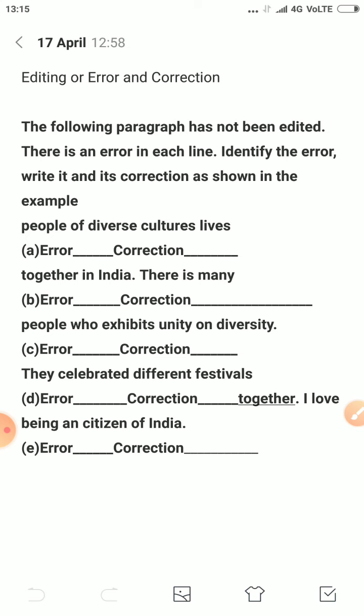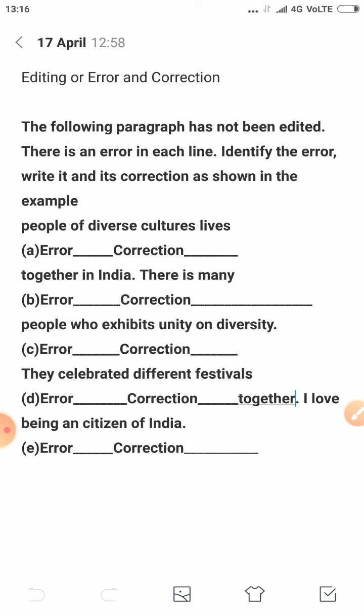There will be 5 questions. The question is quite simple. That's why I took a very simple step to understand the different kinds of approaches that come in the form of error and correction. See, in error correction, in each and every line there is an error and you have to replace it with a correction.